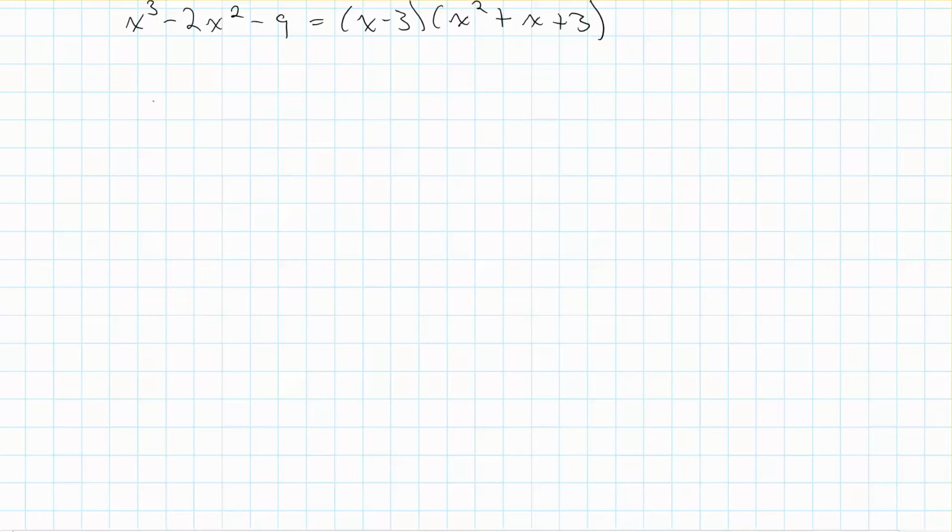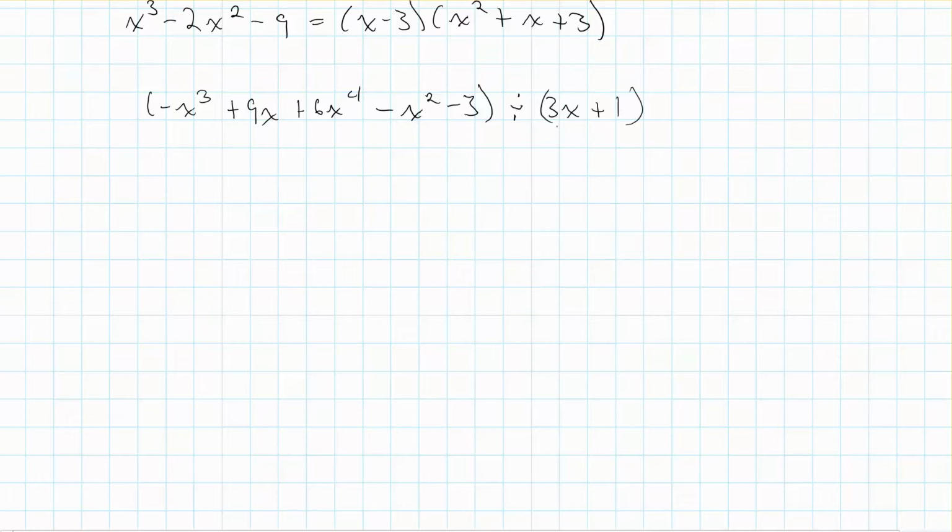Let's look at negative x cubed plus 9x plus 6x to the 4th minus x squared minus 3, and we're going to divide this by 3x plus 1.